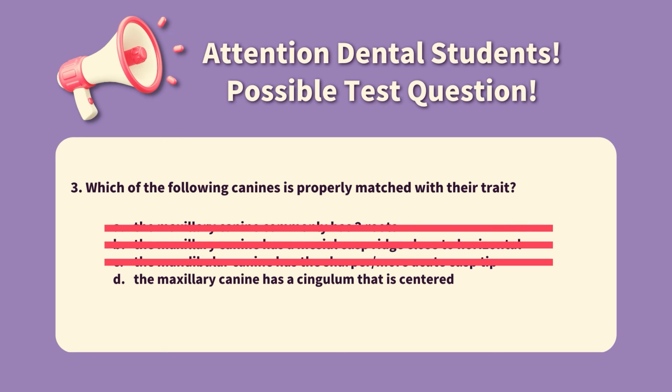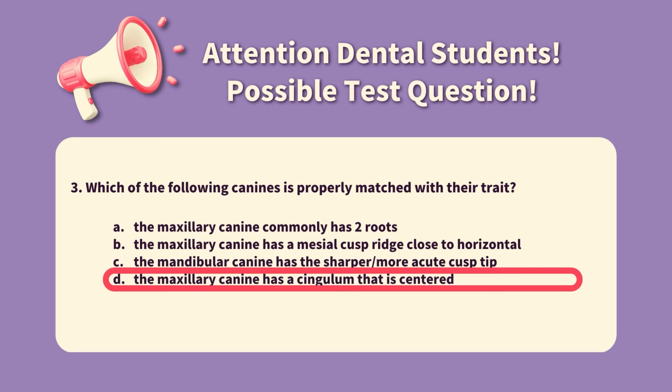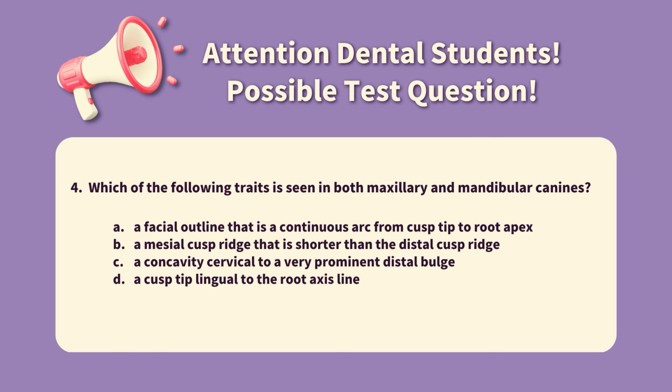D. The maxillary canine has a cingulum that is centered. Correct. The correct answer is D. The maxillary canine has a cingulum that is centered, while it would be the mandibular canine that has a cingulum displaced to the distal. Which of the following traits is seen in both maxillary and mandibular canines?